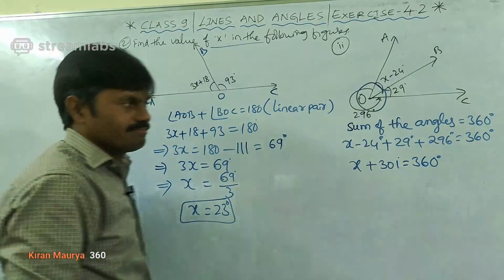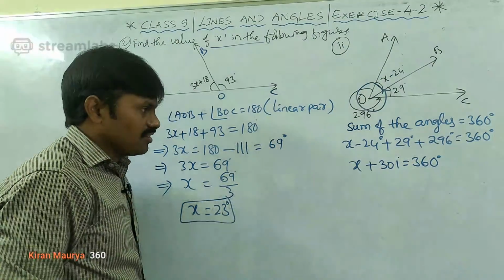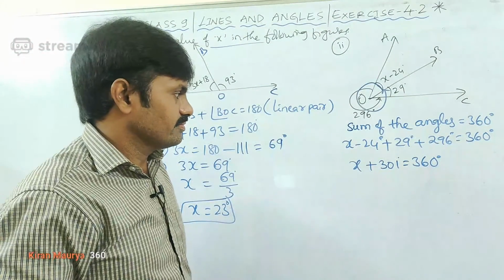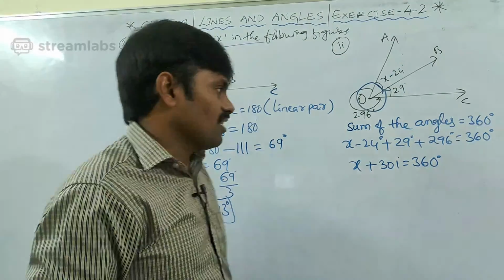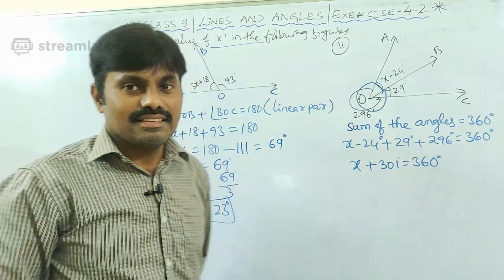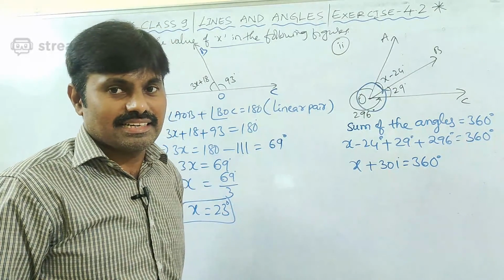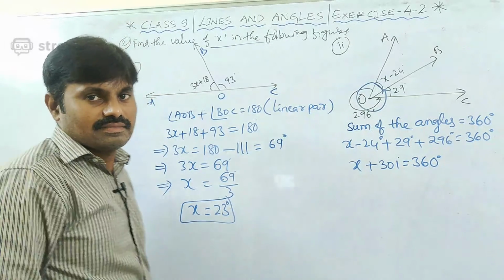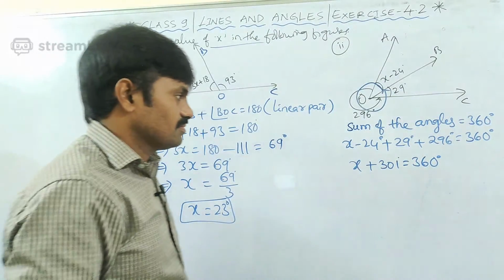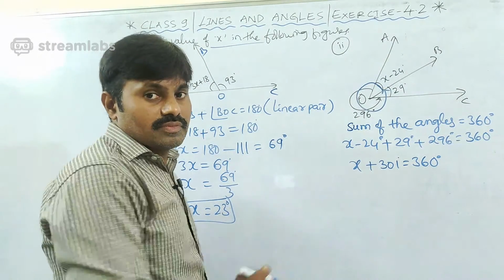Am I correct? Yeah. Durgam, how did you get 11? Minus 24 plus 29 plus 5 plus 296. 301 is equal to 360 degrees. Okay, 360 degrees.